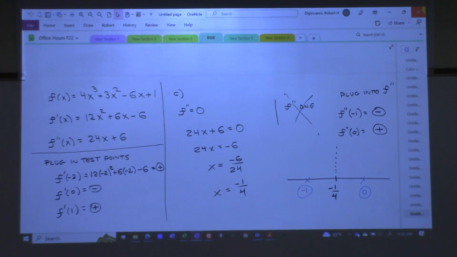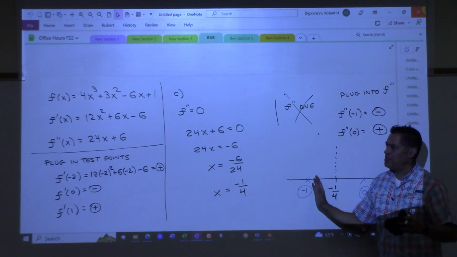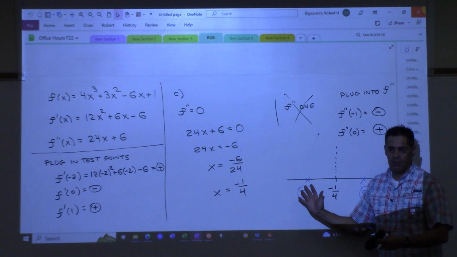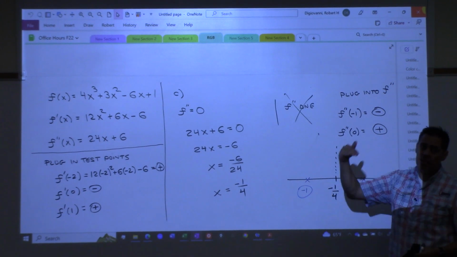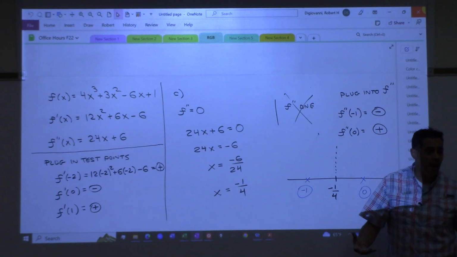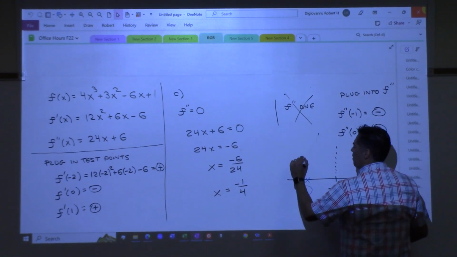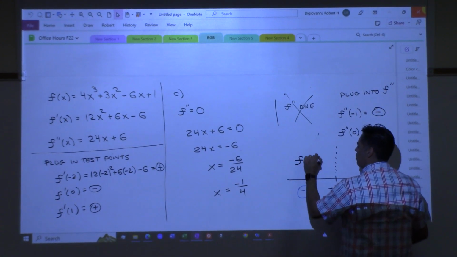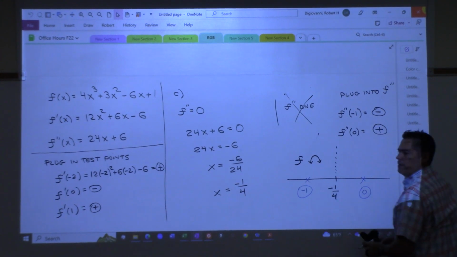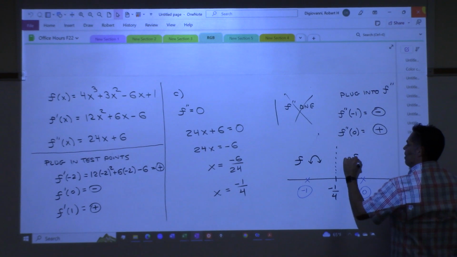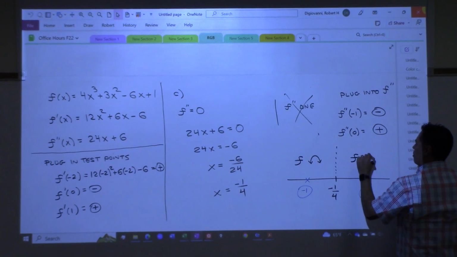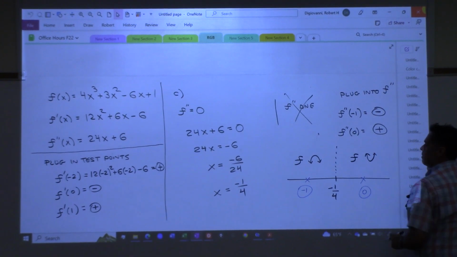And what does that tell us? The second derivative is negative over here. What does that tell us about the original function? Frowning, right? It's frowning. Not that it's going down, that it's frowning. So this tells me my original function should be concave down over here. And over here at 0, my second derivative is positive, which means my original function should be concave up.